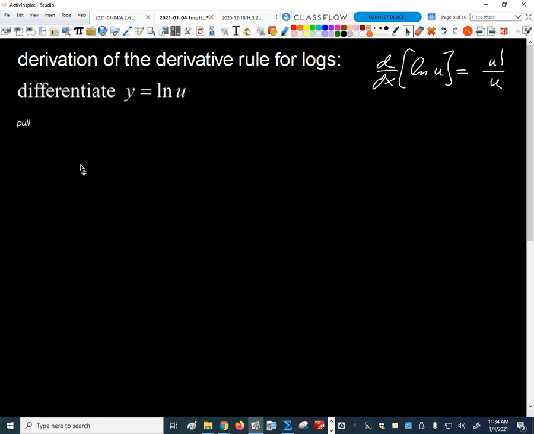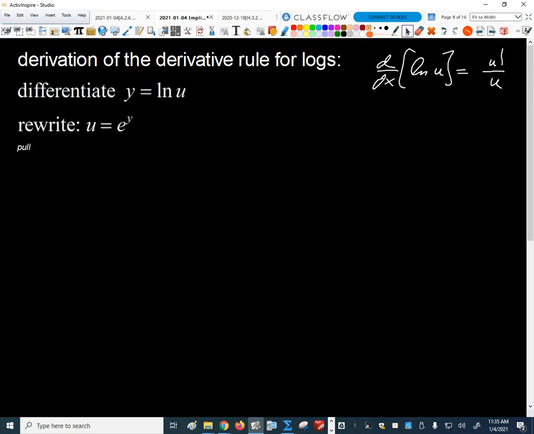So if we want to differentiate y equals log u, well, even without knowing the log derivative, we could just rewrite this as an exponential first of all, right? So this is a base e log. So I could rewrite that as u equals e to the y. We already know the derivative rule for exponentials, right? So what if I were to differentiate this implicitly with respect to x? What am I going to get?